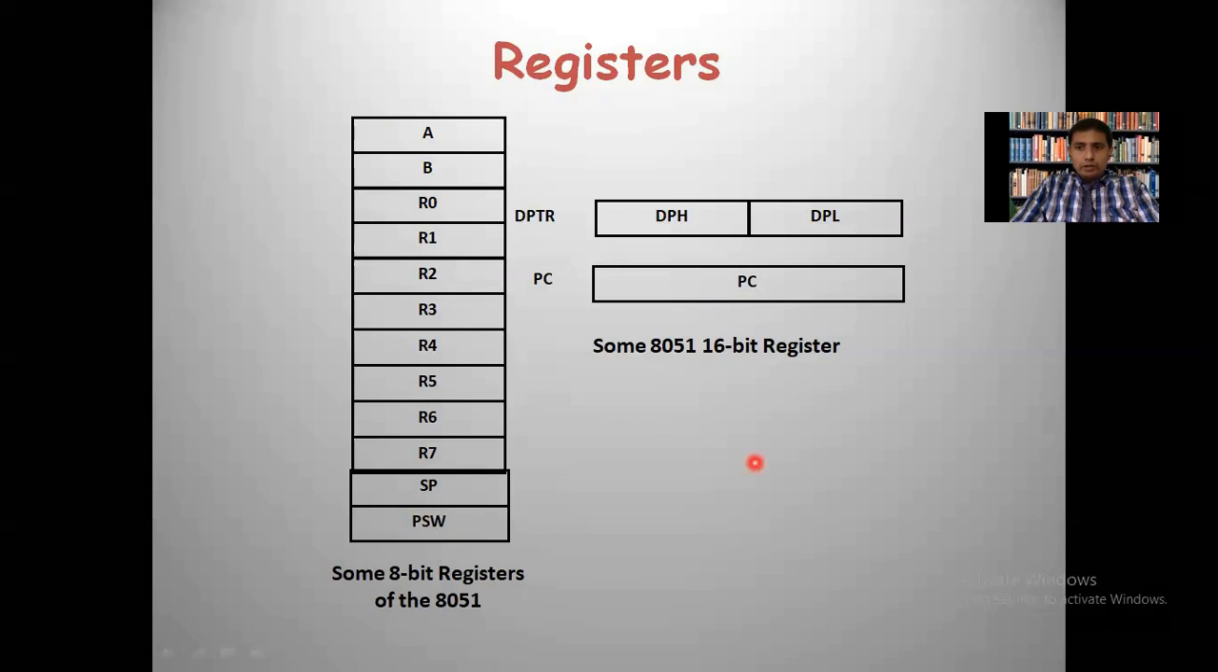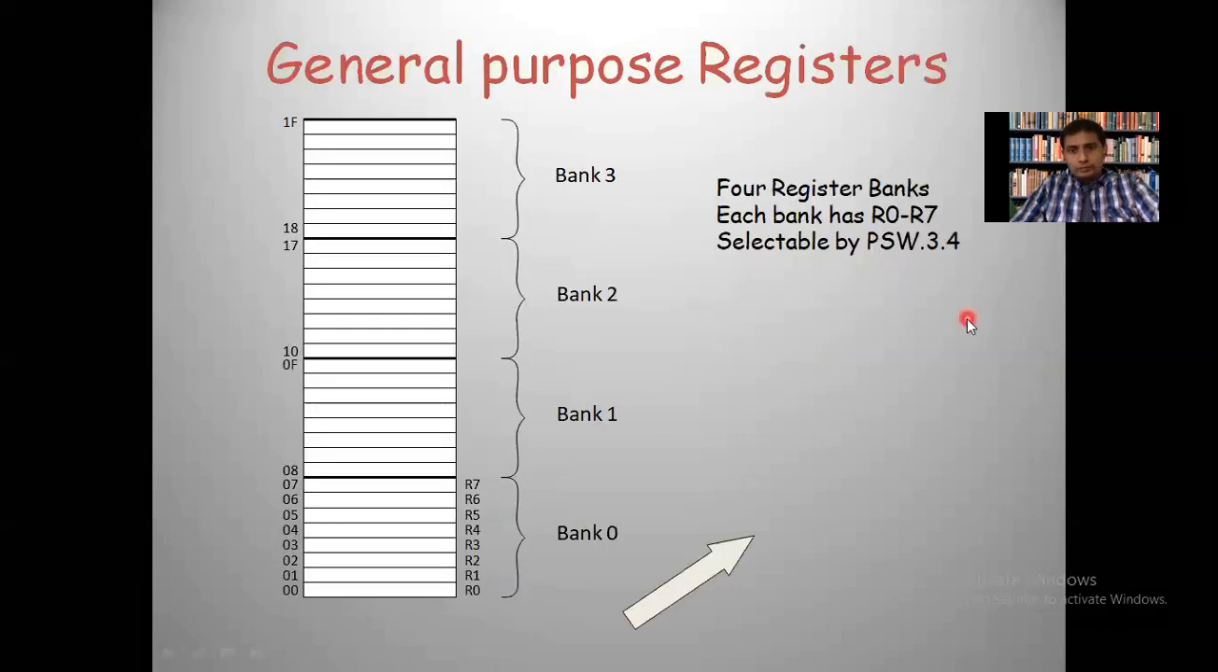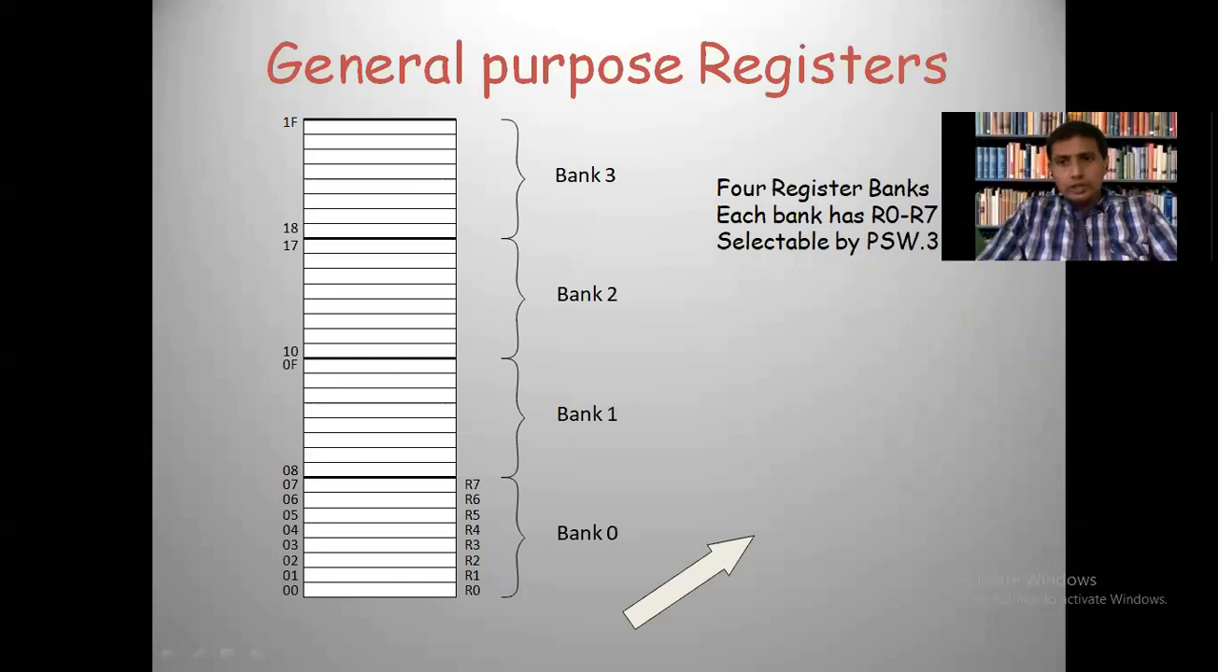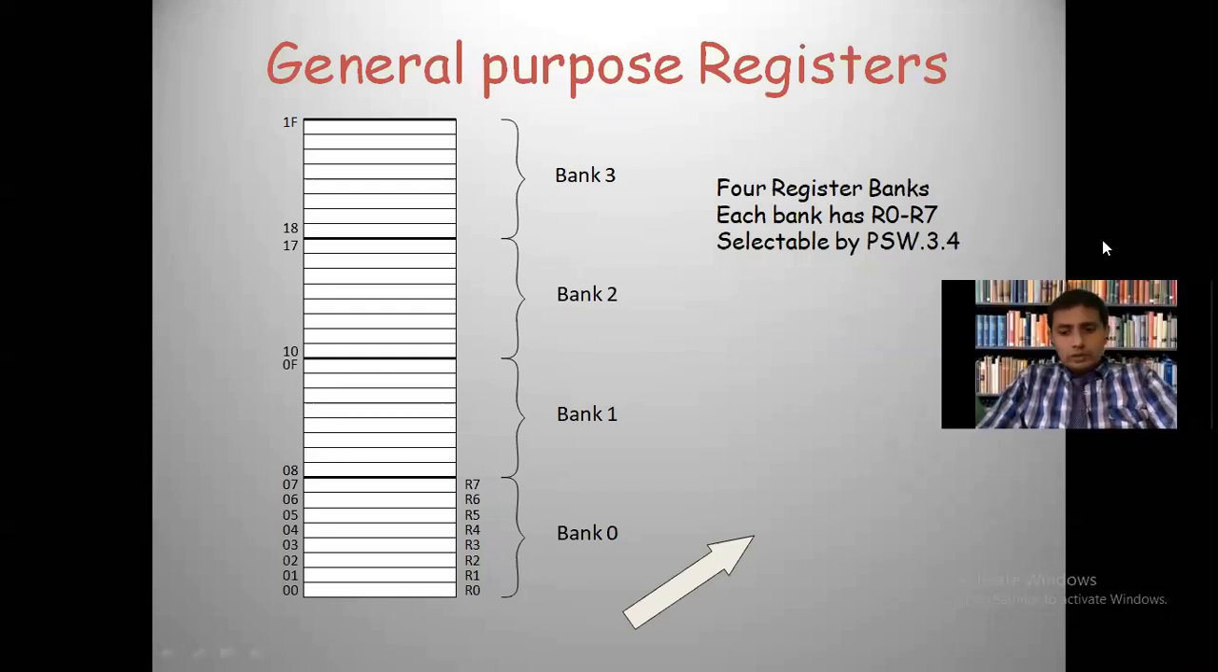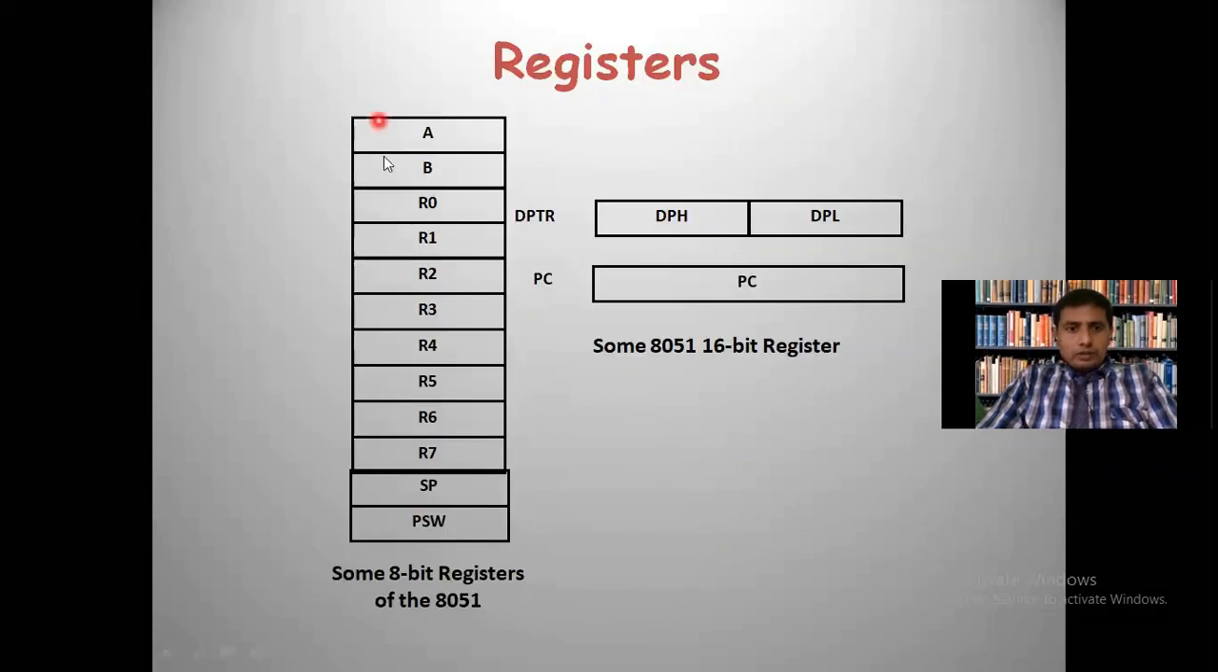So from a programming point of view, in the majority of programming we are mainly using A, B, and R0 to R7, all of which are called general purpose registers. Whereas SP and PSW are used for some special functions. We'll see in detail here. Right.